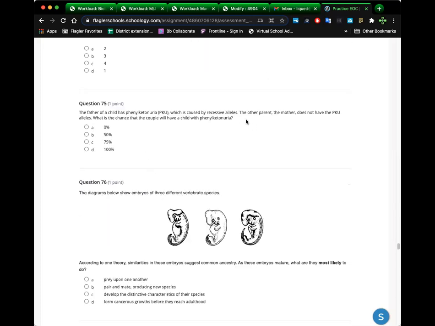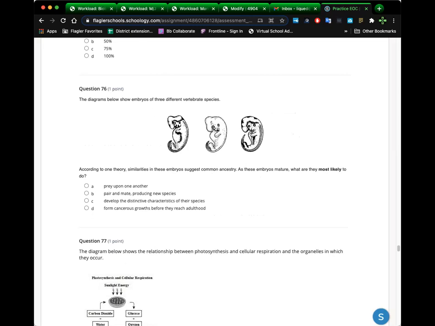Okay. Punnett square question. So PKU is recessive. So the father has PKU. So you would have two small p's on the top of your Punnett square. The mother does not have PKU, which would be two big P's on the side. So all of the boxes would be big P, little p, which means they would have a 0% chance of having PKU.